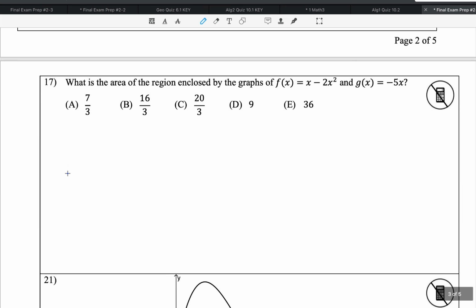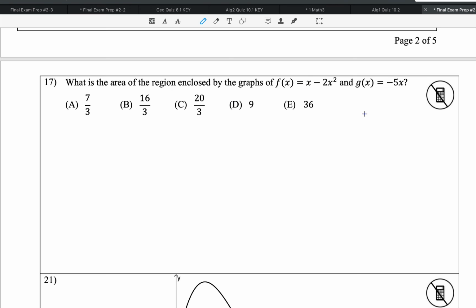Let's go to number 17. The area of the region enclosed by these two graphs. Again, no calculator, so you have to picture what these graphs kind of look like, which one is on the top, which one is on the bottom. And it doesn't actually matter because if we just get a negative answer, we can make it positive. It's not a free response question. We don't have to have them in the correct order.